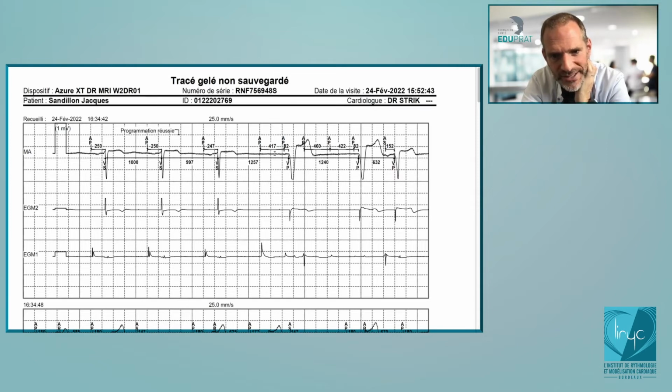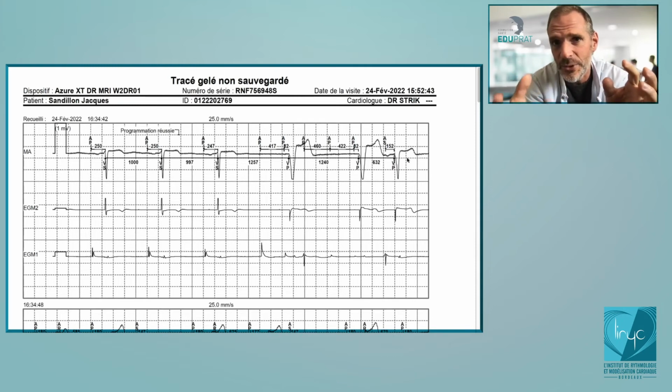If there is no VS, then you will have the switch to DDD. You understand? No conducted VS for the device. It will say, okay, there is now an AV block, and then I will switch to DDD. What I show here is that for this algorithm to work properly, you need to be efficient at the level of the atrium. If you pace the atrium, because if there is no capture of the atrium, there is not going to be any spontaneous activation at the level of the ventricle.